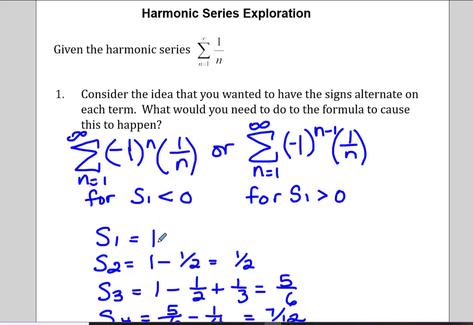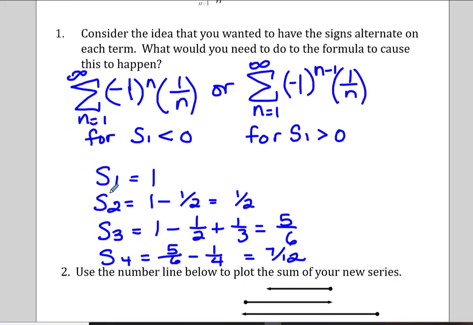So if we substituted in here, n is 1, we would end up with -1. But if we substituted in here, n is 1, we would get our first term being positive. So I used this approach to begin with. And then substituting n is 2, we have -1 times 1/2, so our second term is -1/2, and the summation is 1 minus 1/2, so we get 1/2. I repeated that pattern for the first 4 partial sums and found out that my sums were 1, 1/2, 5/6, and 7/12.